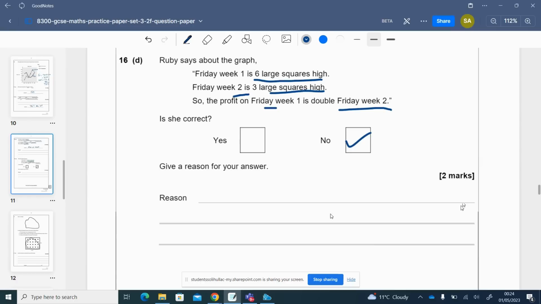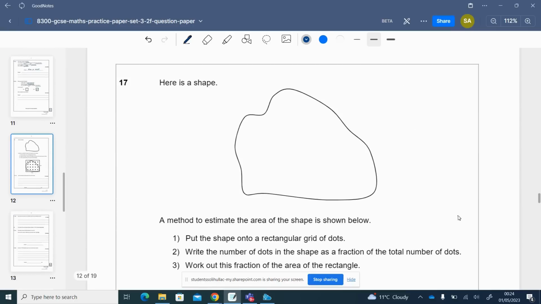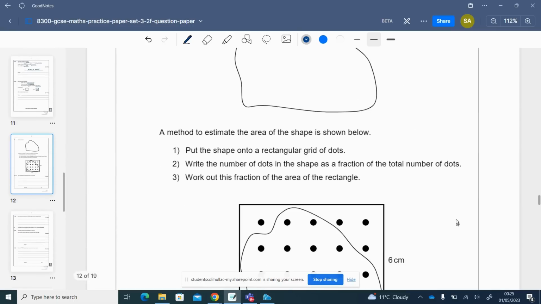So let's move on to the next question then. Number 17. Here is a shape. A method to estimate the area of the shape is shown below. Put the shape onto a rectangular grid of dots. Write the number of dots in the shape as a fraction of the total number of dots. Work out this fraction of the area of the rectangle.